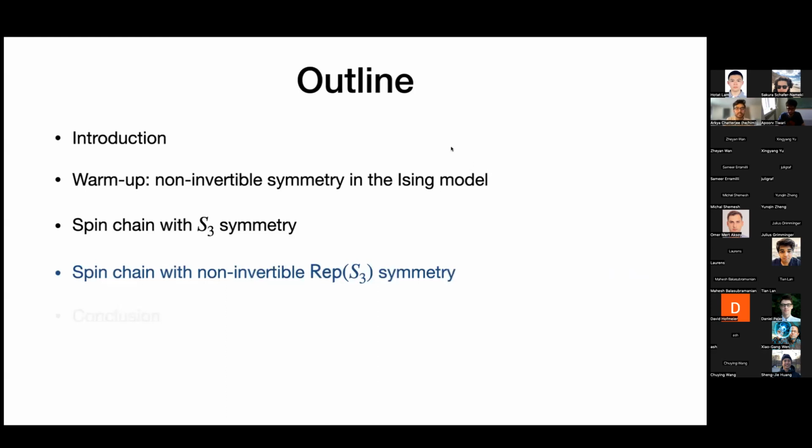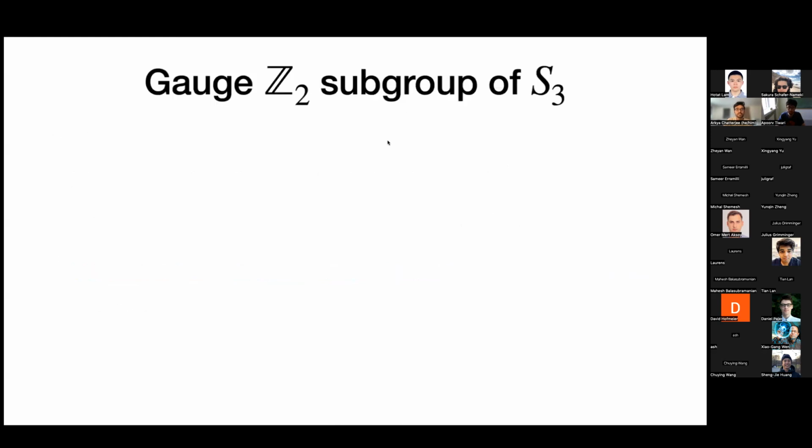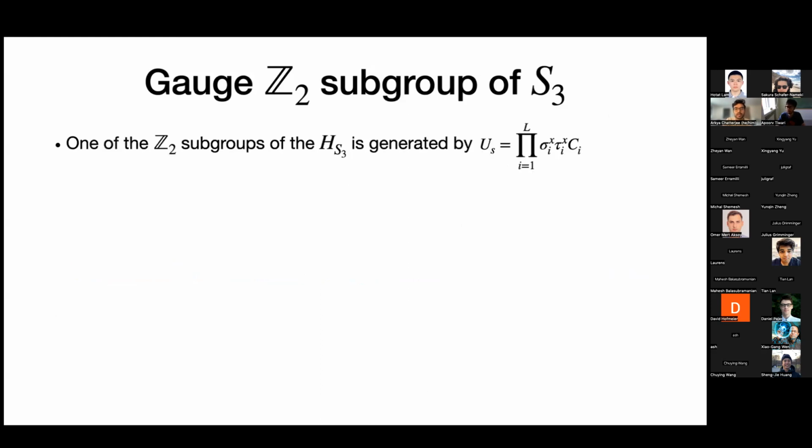So we constructed this S3 symmetric system, which has self-duality, all of this rich phase diagram, and so on. We want to now take that and gauge the Z2 subgroup of S3. And it turns out that this actually gives you a Rep S3 symmetric model. Maybe I'll come back to that in a couple of slides. But just operationally, you can do this gauging of this Z2 symmetry, meaning the Z2 symmetry generated by this operator here.